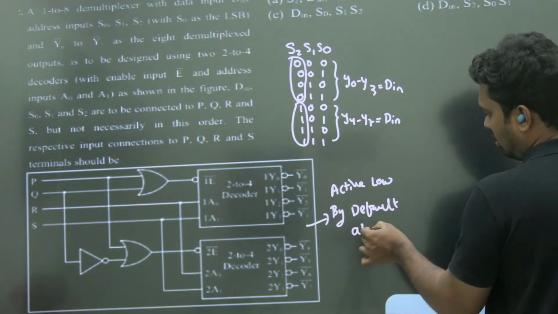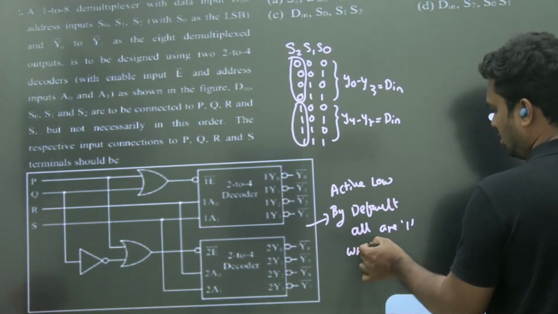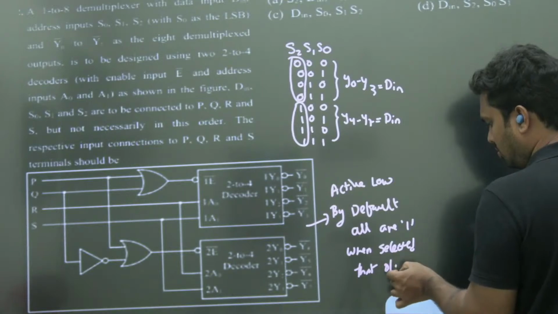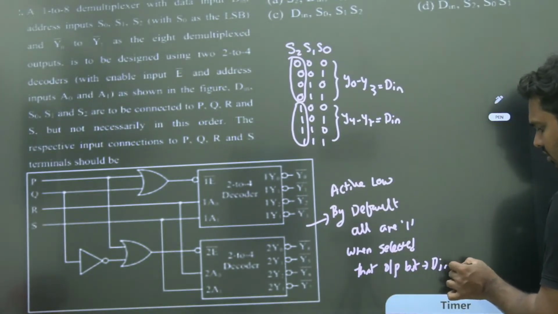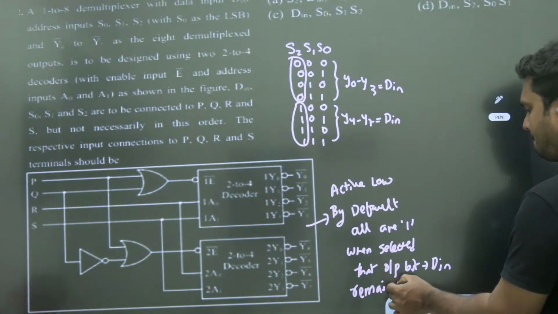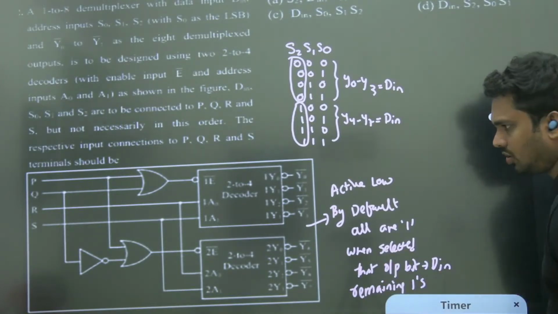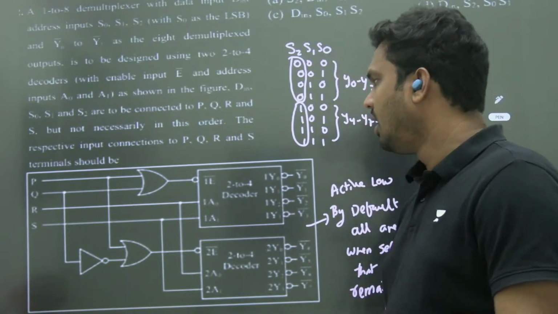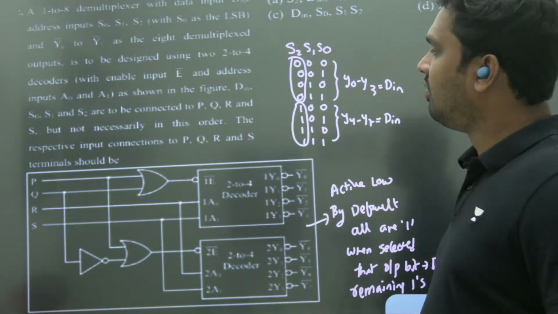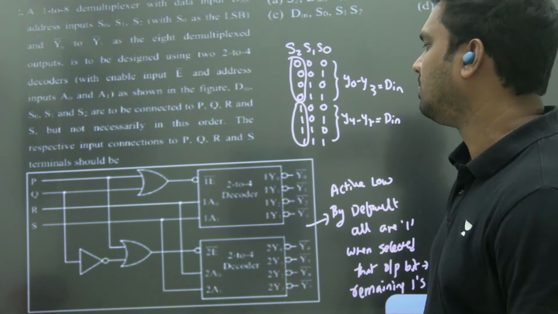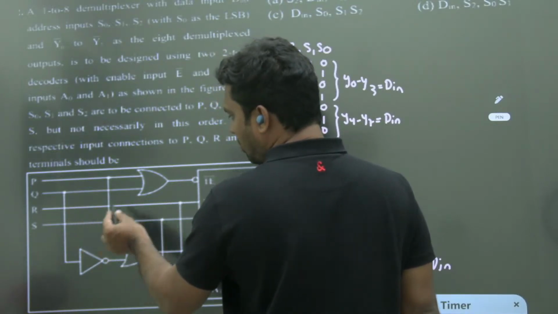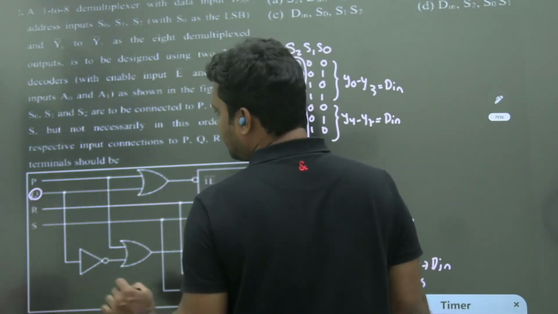Okay, all are 1. The selected output bit will become D in, and the remaining stay at 1. So this is the concept you should keep in your mind. So the enable should depend on one particular bit, S2. When S2 is 0, the first part is selected; when S2 is 1, the second part is selected. That is done with the help of the bit which is common for both of them, which is Q. You observe carefully.